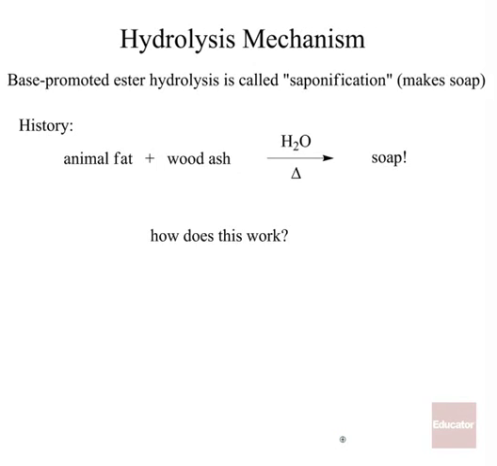Now this base-promoted ester hydrolysis, that's the reaction we just studied, is called a saponification reaction. It's described as a saponification reaction because it literally can be used to make soap. Now if you think historically, let's just stop for a moment and think about that word. Historically, if you wanted to make soap, or in many parts of the world where people make their own soap, the way you do it is you take animal fat and you treat it with ashes from a fire, and you mix it up with water and you cook it, you boil it. And the solution you get out is a soap solution.